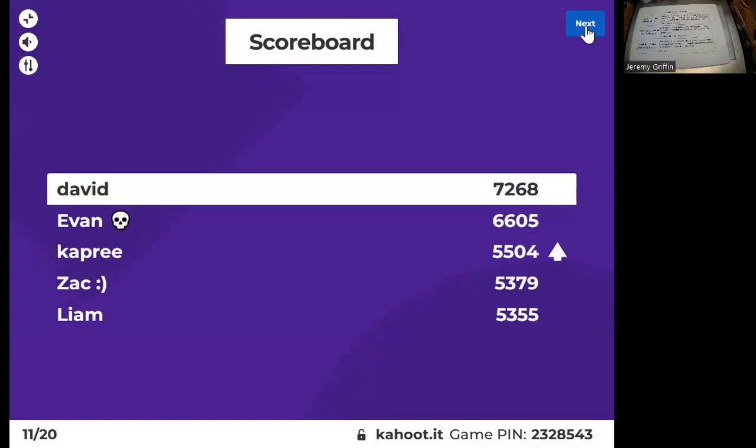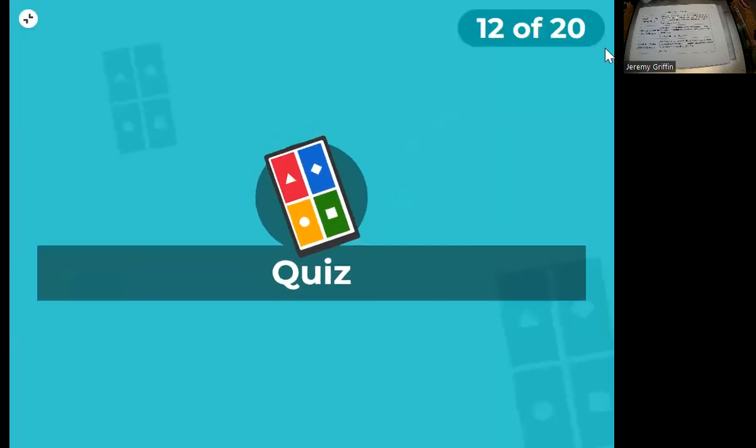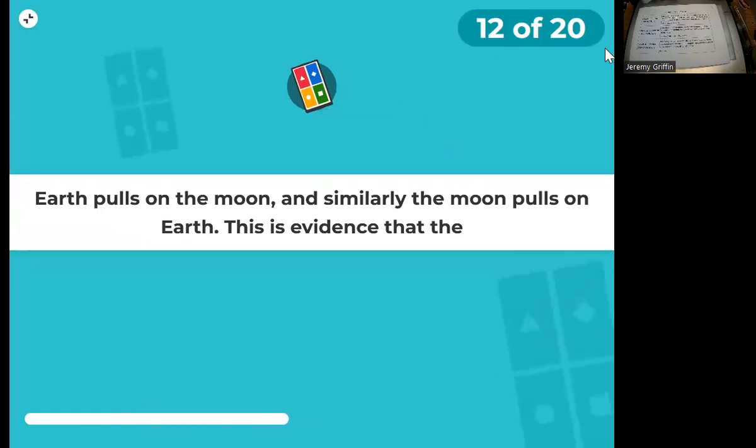Action reaction. All right, Capri moving up. David still in first.